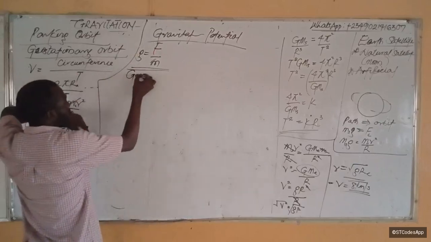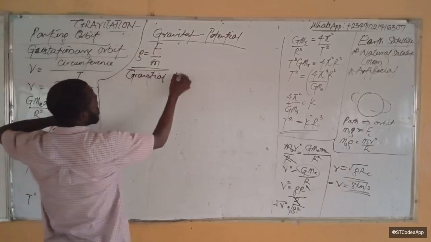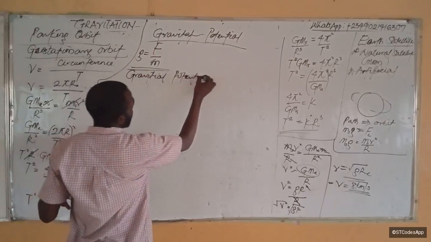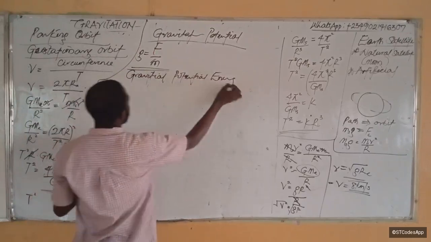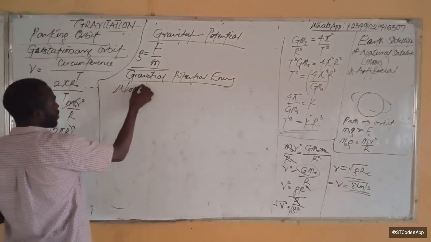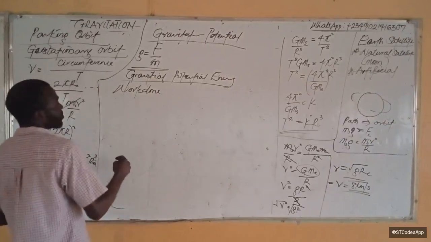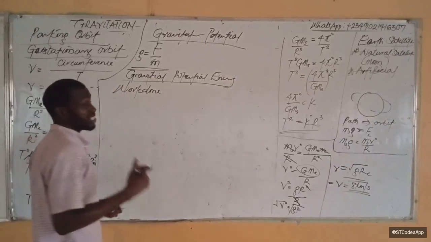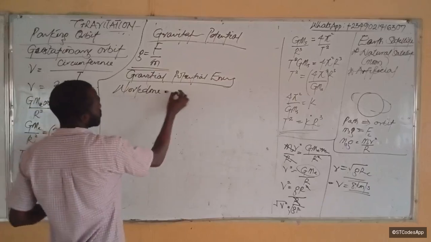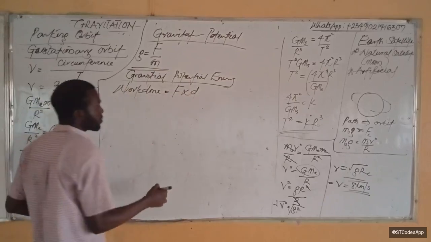But what of gravitational potential energy? Now we said it's the work done, right? That will be the work done in bringing a unit mass. So the work done will be equal to force times distance, as you already know.